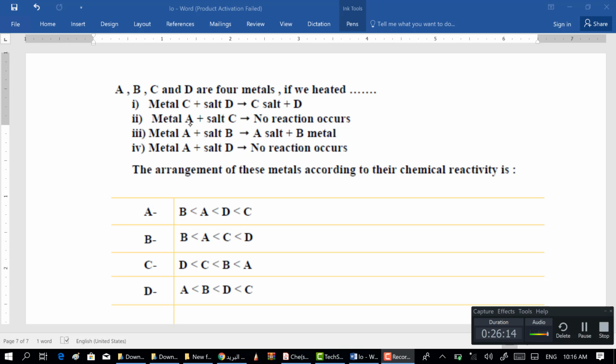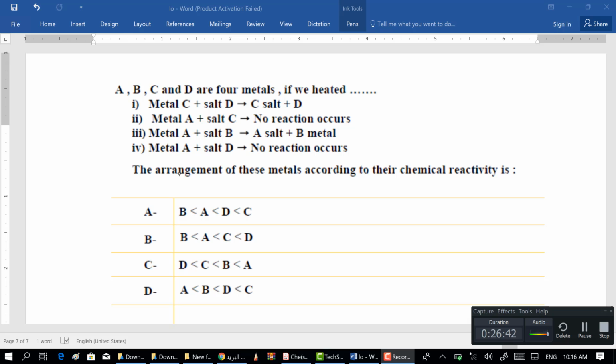Metal A, salt C, no reaction. So we will find A is more active than C. If we heat metal A with salt B, it will replace B, so A is more active also. If we heat B and C, we will find that C replaces D. A and the salt D, no reaction, so D is more active in this case.